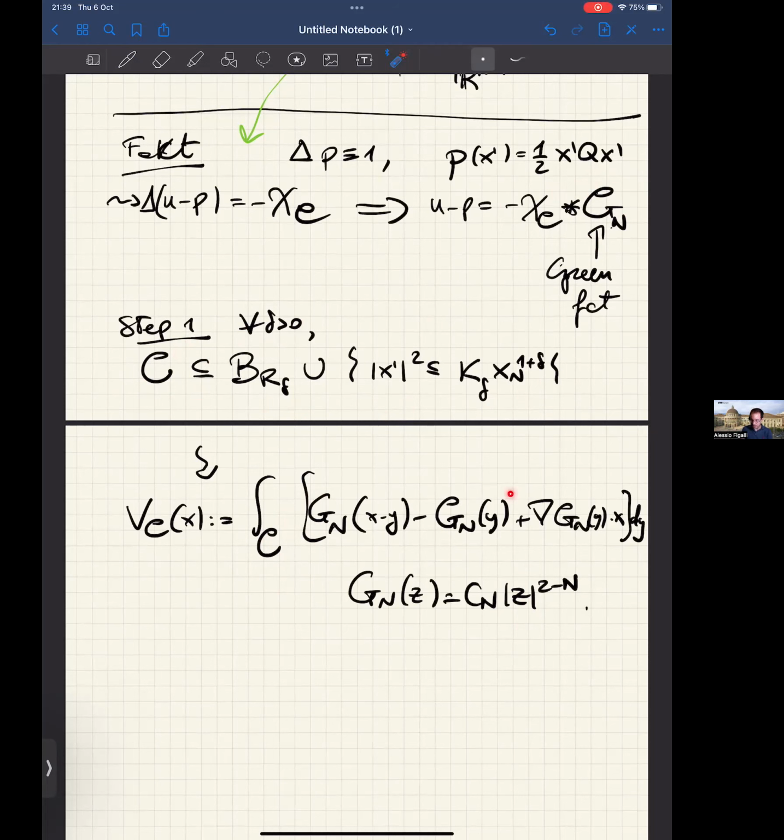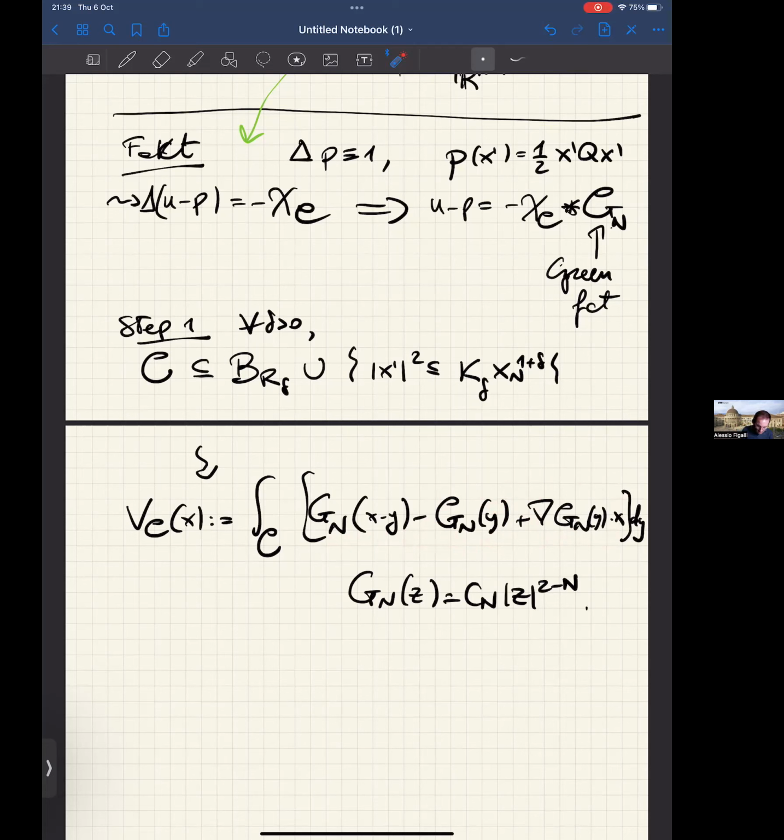So what to do? You start to remove some diverging terms. So you take the Green function, the convolution this will be, but then you subtract the Green function as a function only of y, so this doesn't depend on x. And then you subtract also the gradient. So I'm doing like a Taylor expansion. I'm subtracting the zero order term and the first order term.